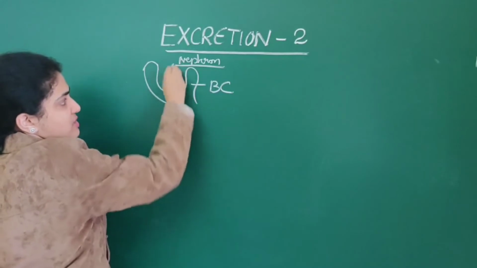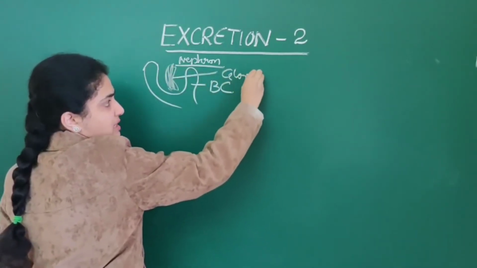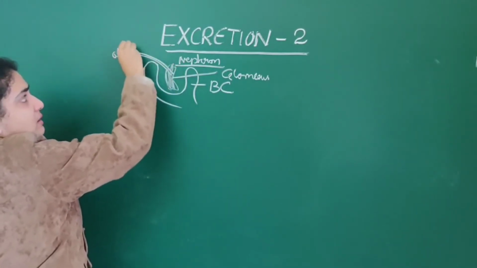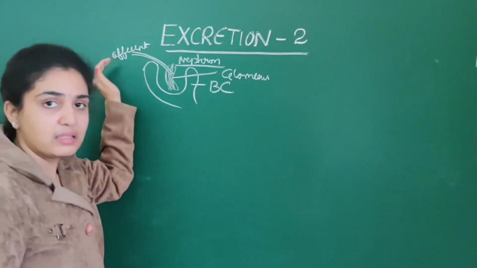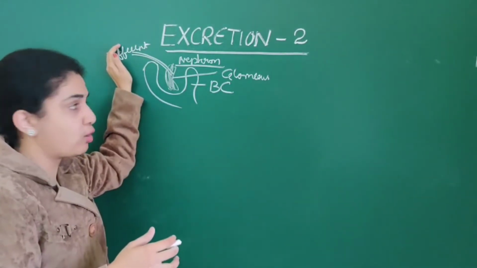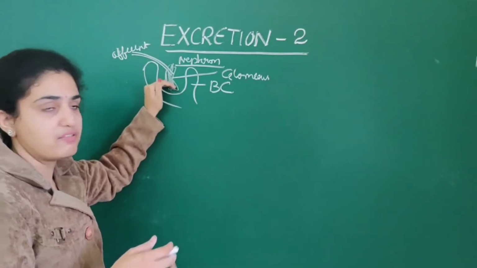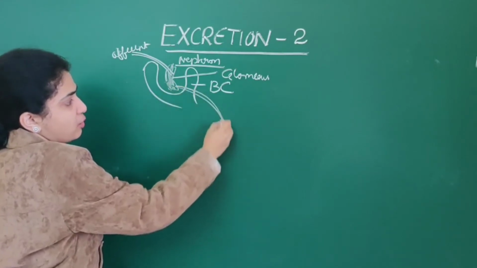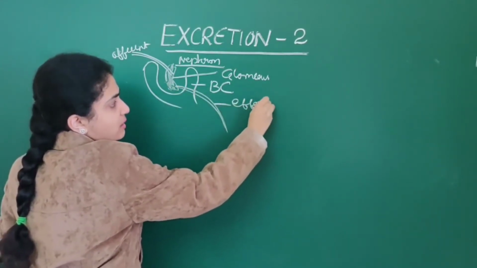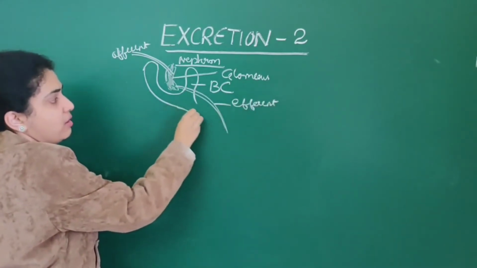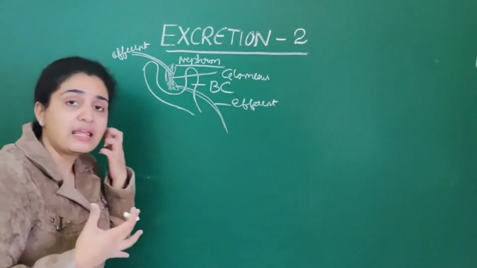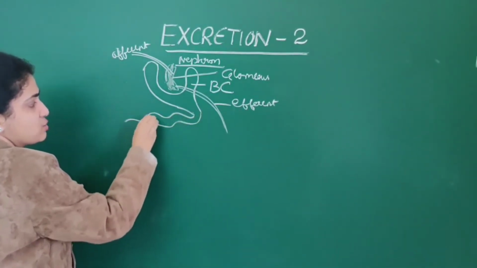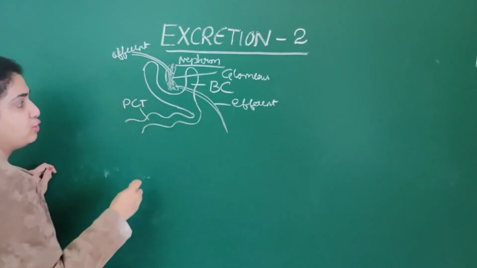This is the glomerulus, which contains numerous capillaries, and it has one afferent arteriole that brings blood from all the other organs to the nephron. From the glomerulus, there arises one arteriole called the efferent arteriole. From the Bowman's capsule there arises a highly coiled structure that is called the proximal convoluted tubule.